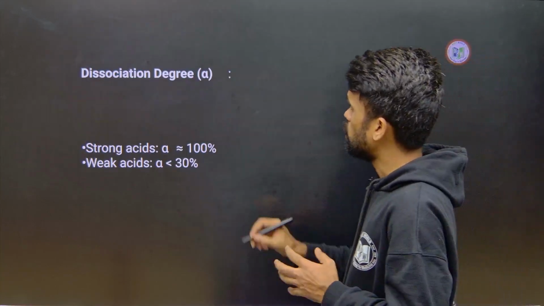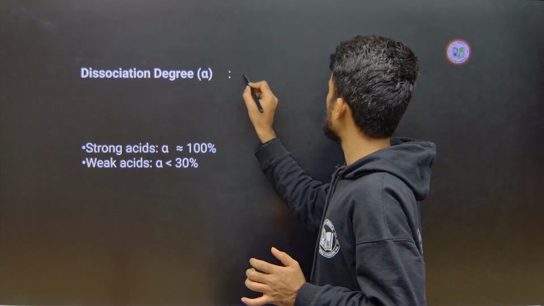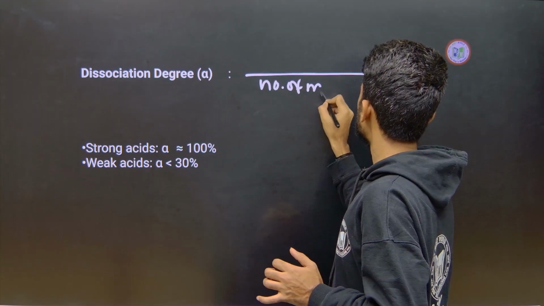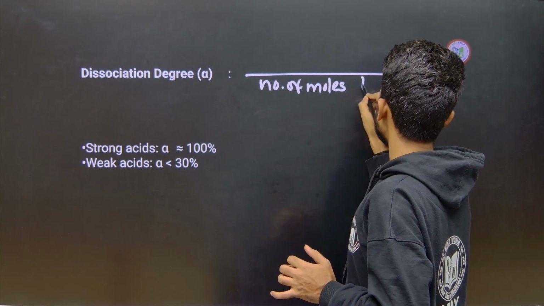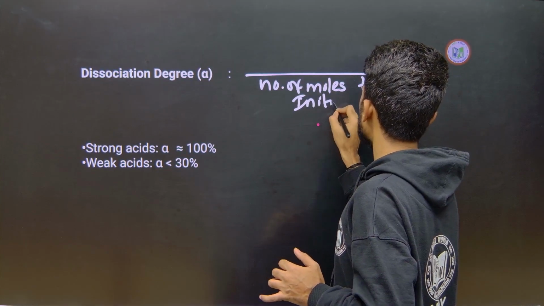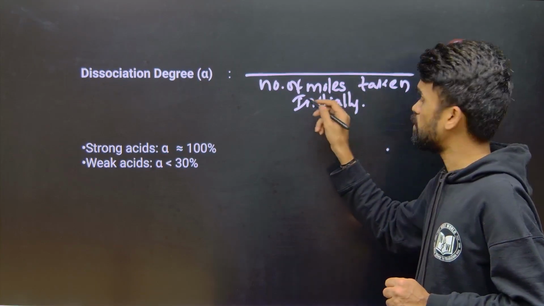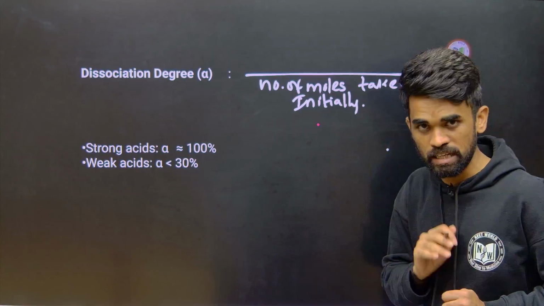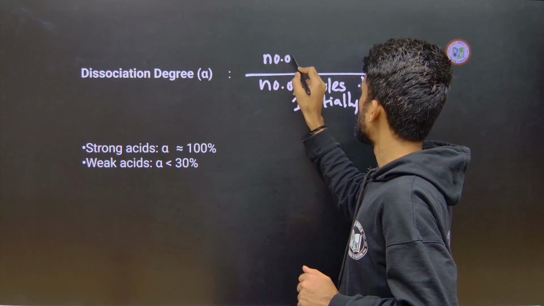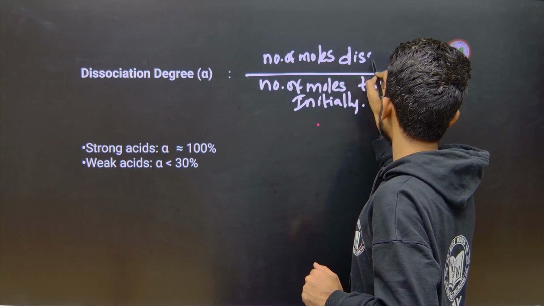Next, let us understand what the degree of dissociation is. It is a ratio: the number of moles of acid taken initially goes in the denominator, and the number of moles dissociated goes in the numerator.